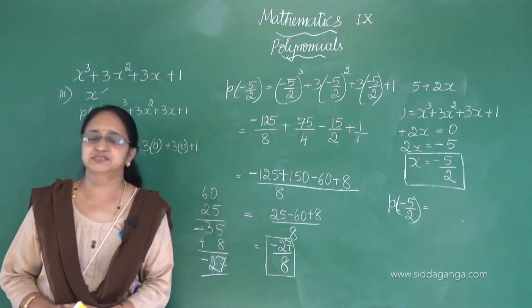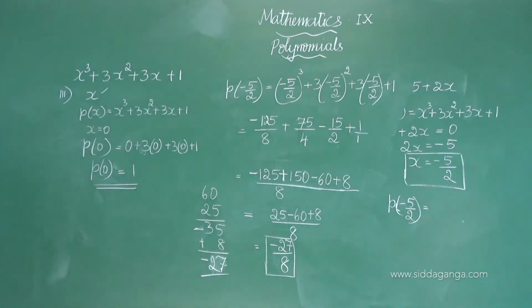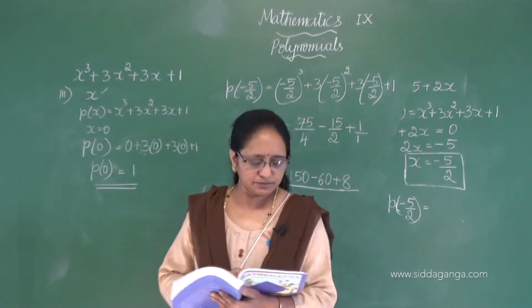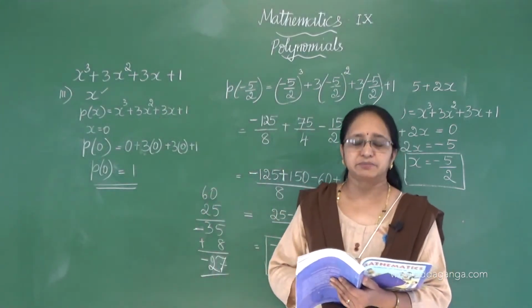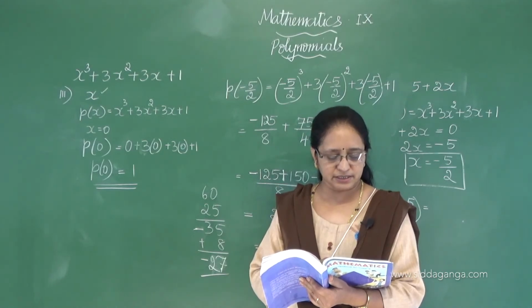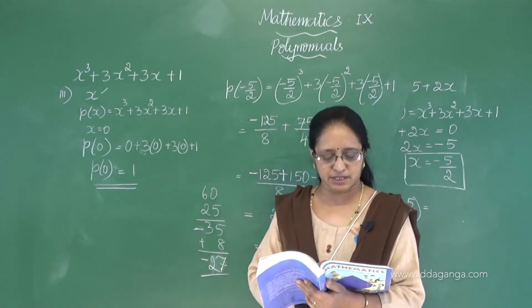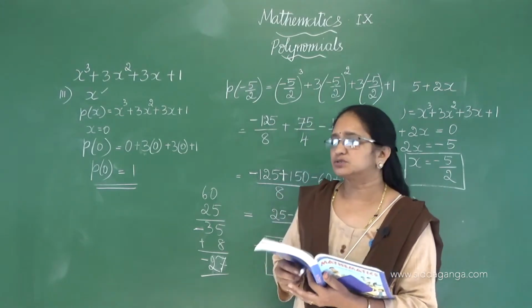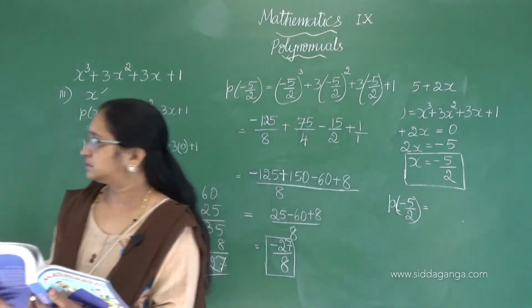I hope the first main is clear. Okay, we will move on to the next main now. See, second main, find the remainder when x cube minus ax square plus 6x minus a is divided by x minus a. So here also we can apply the remainder theorem.